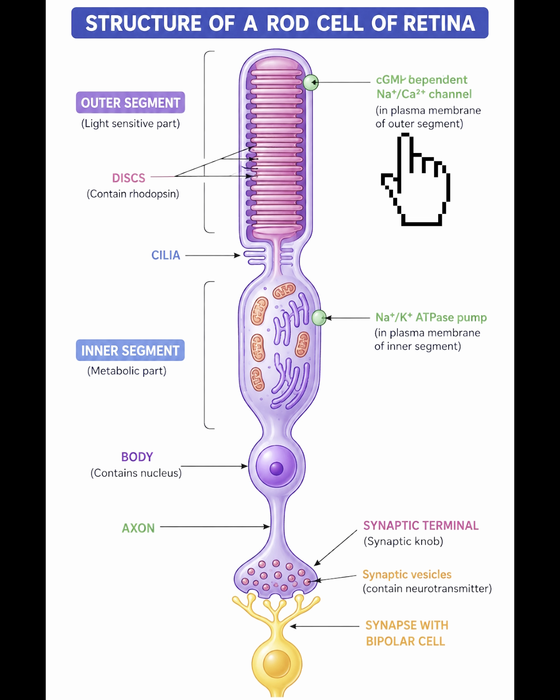The cGMP-dependent sodium-calcium ion-gated channel is present in the outer segment. In the dark, cGMP level is high, which is necessary to keep the channel open and allow the entry of sodium and calcium into the rod cells. Sodium ions are pumped out through the sodium-potassium ATPase in the inner segment. Closing and opening of the cGMP-dependent channel is associated with generation of the visual impulse following exposure to light.